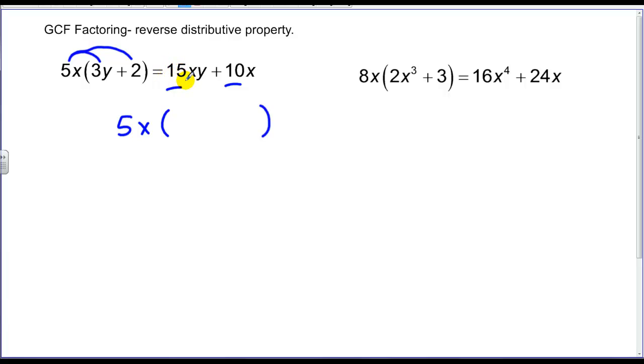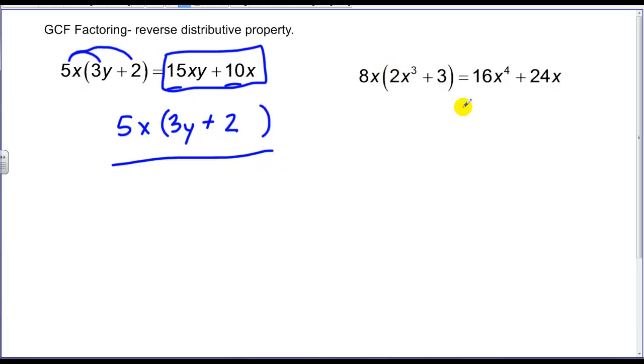Now, if I want to do a distributive property and get this back, I say, well, 5x times what is 15xy, and I need a 3 and a y to do that. And then I need an addition to get my 10x, and I'd have to add 2. This is the factoring of this binomial.